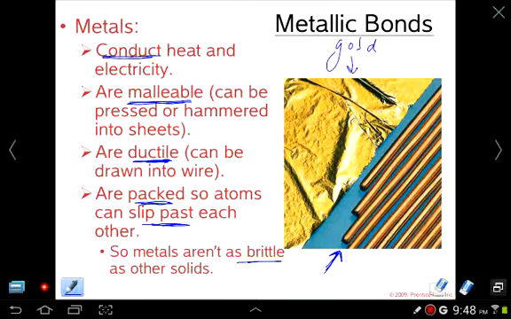So if you try to do the same thing to, say, even silicon, which is a semi-metal, silicon will actually break apart into little tiny pieces. So if you have a big cylinder of silicon and you apply a hammer to it, it'll actually break apart into little small chunks. You'll actually get yourself a nice mess on your hands.